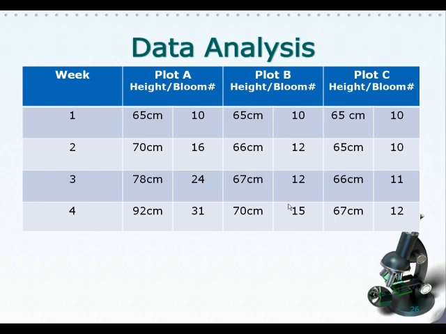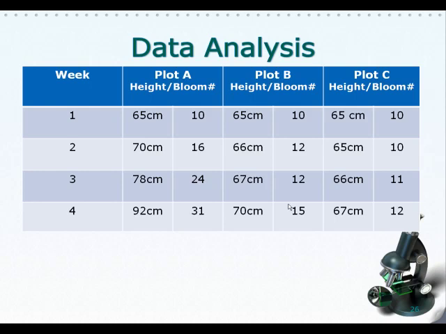The height of the plants in plot A increased from 78 centimeters to 92 centimeters. The height of plants in plot B increased from 67 centimeters to 70 centimeters. The height of plants in plot C increased from 65 centimeters to 67 centimeters.